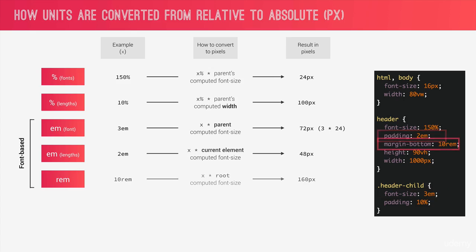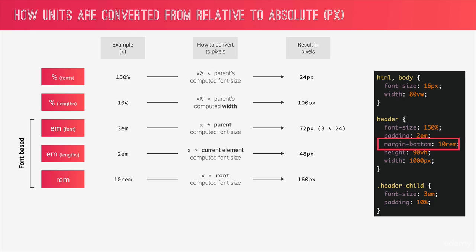And now finally about the rem. It actually works the same way for both font sizes and length, because it always just uses the root font size as a reference. This means that the 10rem padding we have here will result in 160 pixels, because the root font size is 16, and 10 times 16 is of course 160 pixels. So that's the big difference between ems and rems.